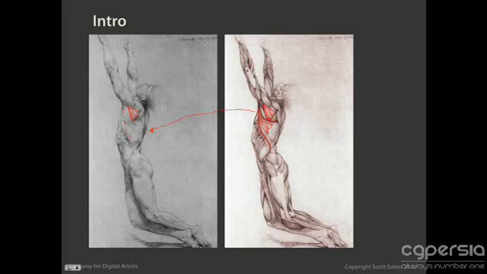Infraspinatus muscle, spine of the scapula, medial border of the scapula. All these things are critical, and we're going to cover them.